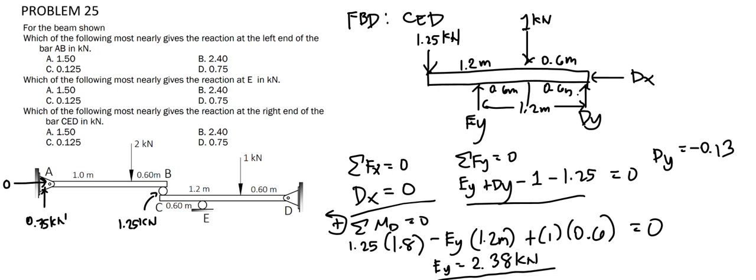Therefore, Dy is acting in the opposite direction since we get a negative sign in our solution. So to solve this problem, first, the reaction at the left end of the beam is equal to 0.75 kilonewtons, and the reaction at E at the roller is equal to 2.38, or approximately 2.40. And the reaction at the right end of the bar CED is equal to negative 0.13, approximately 0.125.